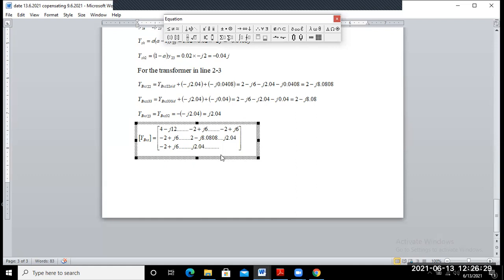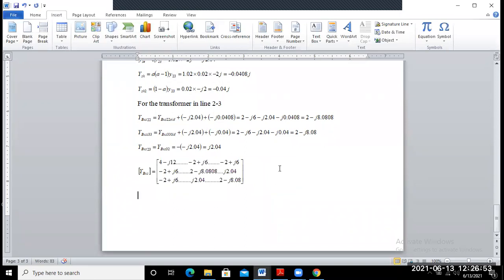So y33 is your 2 minus j8.08. Okay, so just this is your new Y bus admittance matrix.